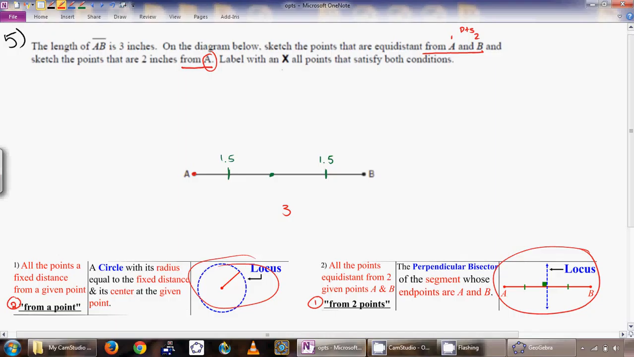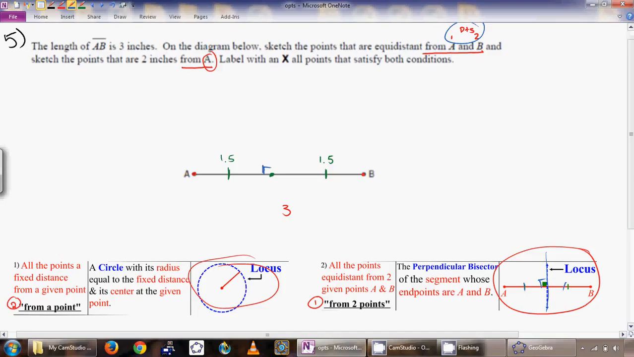And then it says label within X all points that satisfy both conditions, compound locus. So I've got my diagram with points A and B. Now I'm ready to do each condition one at a time. So let me do the first condition, equidistant from 2 points. So like I said, it's the perpendicular bisector. Okay, so I've already got my midpoint.